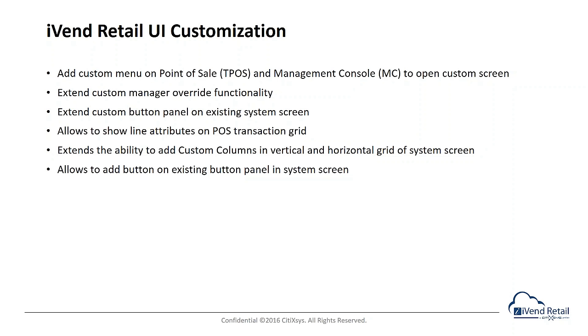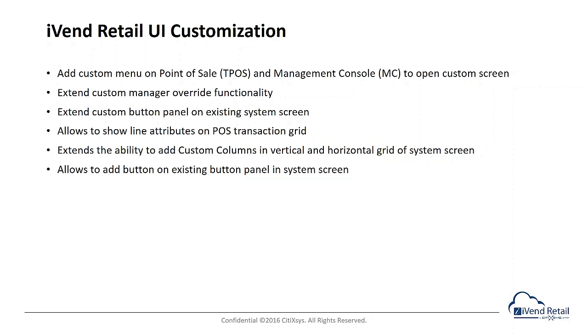Also, you can rename them anyway. So the column names can be renamed for the line attributes. Great. Now, extending the ability to add custom columns in a vertical or a horizontal grid of the system screens. So you always have a vertical or a horizontal grid in the iVend screens. You can always add new custom columns in vertical or horizontal grids. You can add buttons to existing button panels also.